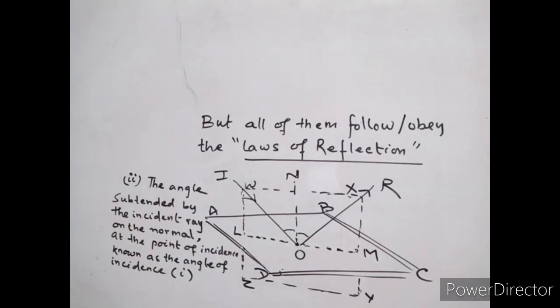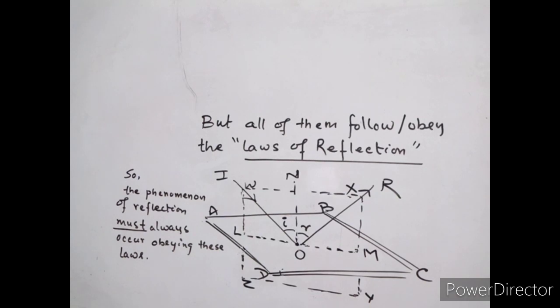And the second law states that the angle subtended by the incident ray on the normal at the point of incidence, which is known as the angle of incidence, denoted by the letter I that has come up in the figure. So angle I here is equal to angle ION, and that has to be equal to the angle subtended by the reflected ray onto the normal at the point of incidence. And this is known as the angle of reflection, denoted by R, which is the angle NOR. So the phenomenon of reflection must always occur obeying these laws of reflection.